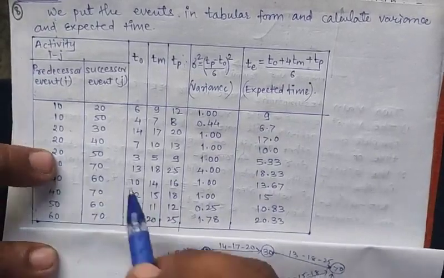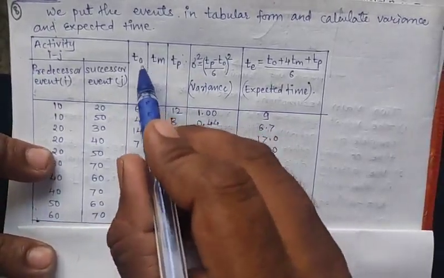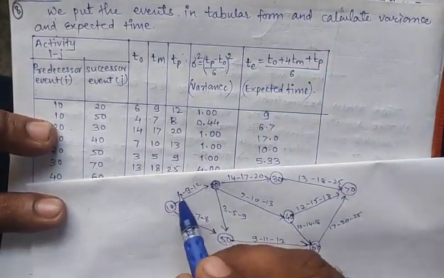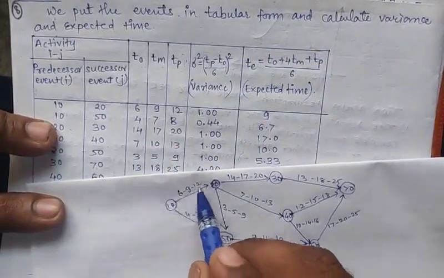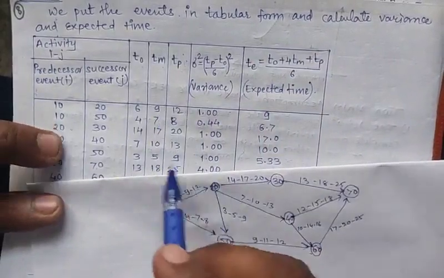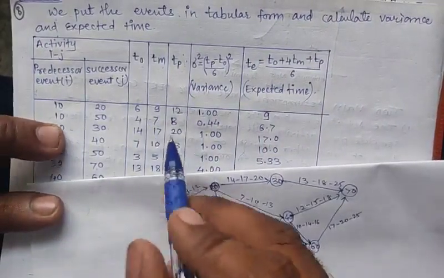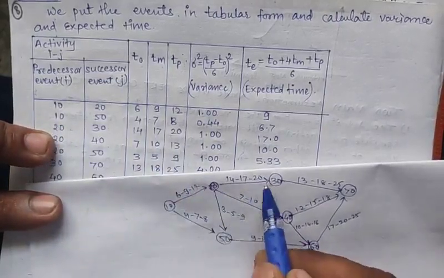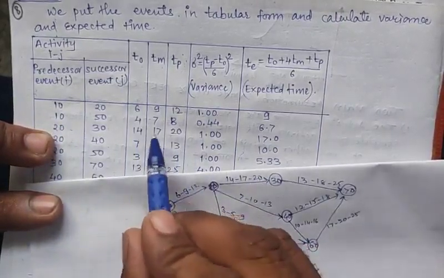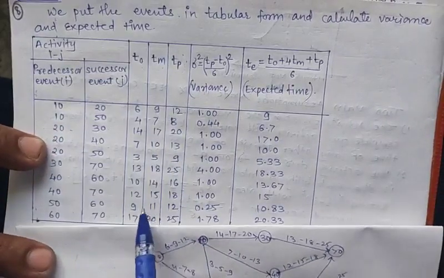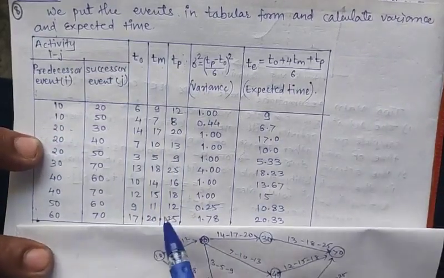Now for each activity we write the T naught, Tm, Tp values. Here 10 to 20 has T naught, Tm, Tp of 6, 9, 10. Next 10 to 50 has 4, 7, 8. 20 to 30 has 14, 17, 20, and similarly we write each value of T naught, Tm, Tp for each activity.